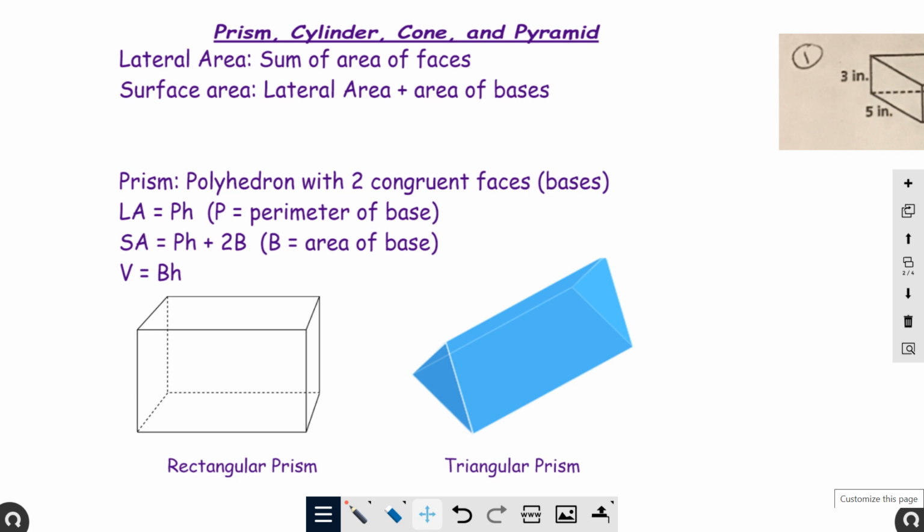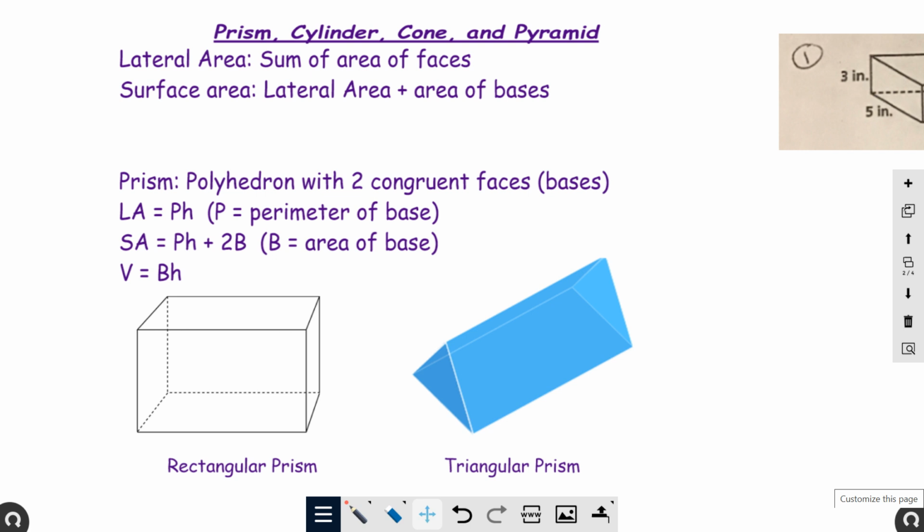Imagine this room as being our 3-dimensional shape. If you wanted to paint this room, you would paint these walls around the outside, right? Would you paint the ceiling or the floor? You might paint the ceiling, but if you're going to go buy, let's say, blue paint, would you really paint the ceiling and the floor? You're just going to paint the walls. That's what lateral area is.